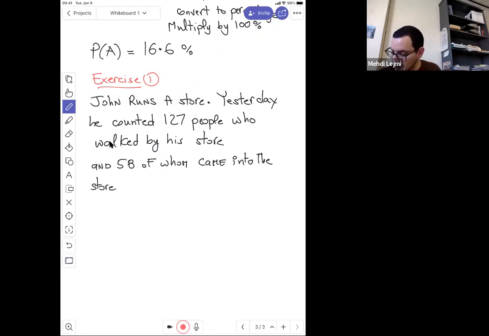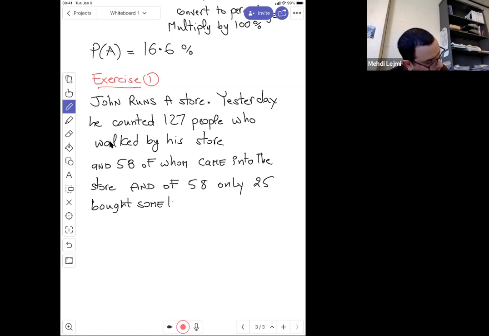And then of the 58 who came into the store, only 25, let's say, bought something. Okay, so we have 127 people who walked by the store. Out of the 127, 58 came into the store, and out of the 58, only 25 bought something, right?